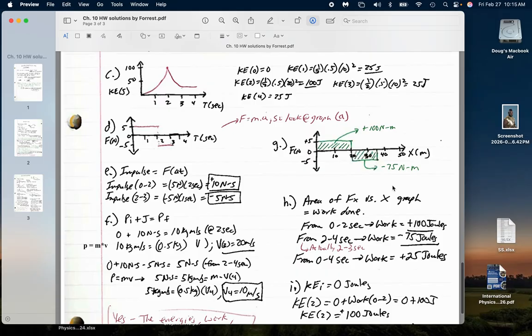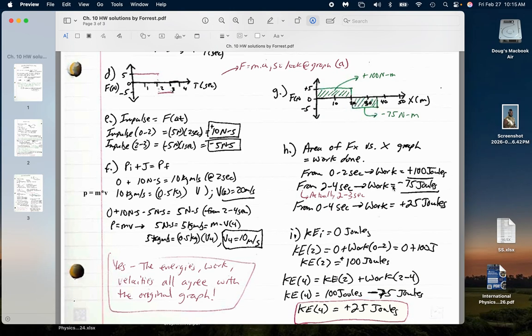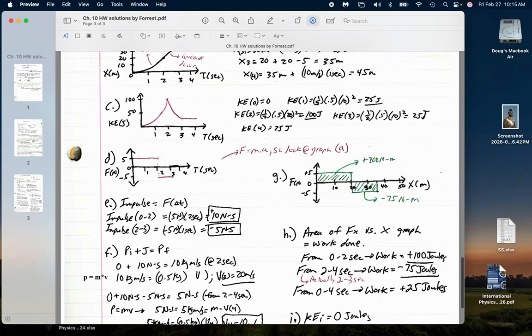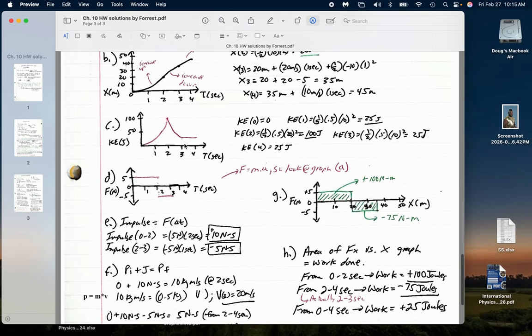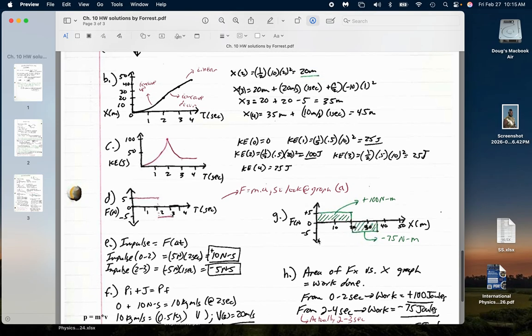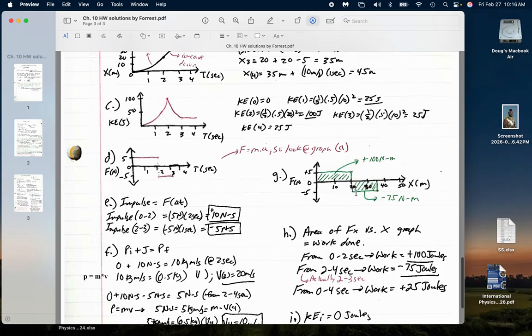For letter G, we end up figuring out a force versus position graph. So I have 10 newtons during the first 2 seconds. Well, after 2 seconds, I'm at 20 meters. So I have positive 5 newtons for 20 meters. I have negative 5 newtons of force from 2 to 3 seconds. Well, after 3 seconds, I'm at 35 meters. So I have negative 5 newtons from 20 to 35 meters, and then 0 newtons from 35 meters to 45 meters.